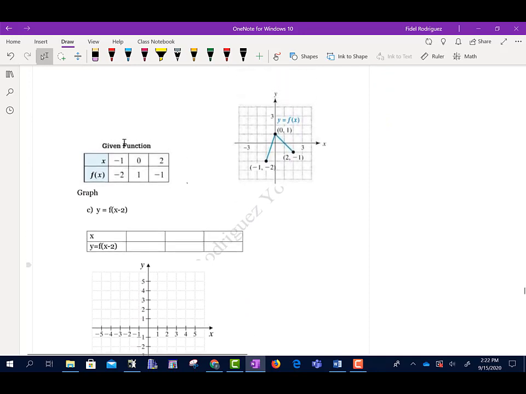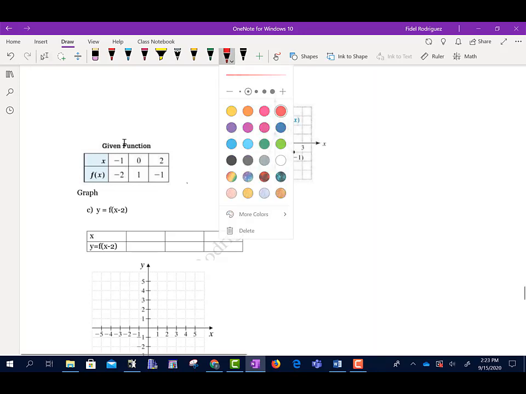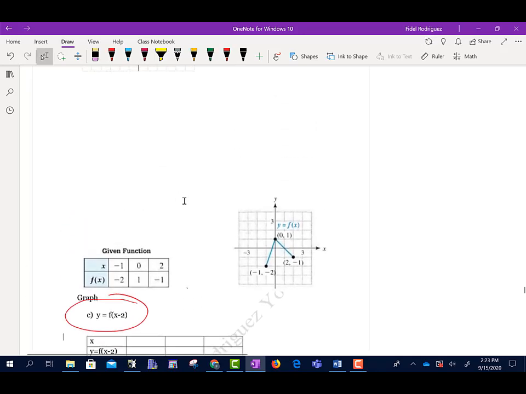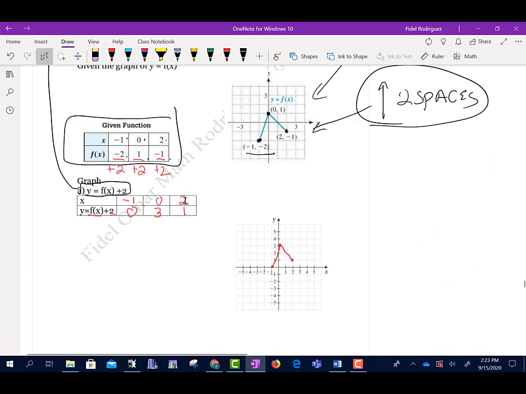Okie dokie. So I'm using the same function I had before, right? And what are we doing now? Let's take a look. We're going to graph y equals f of x minus 2. Okay? Y equals f of x minus 2. So I'm going to come back up here.